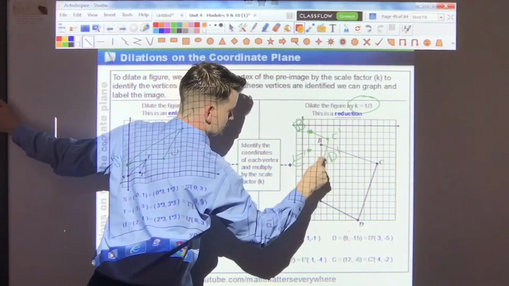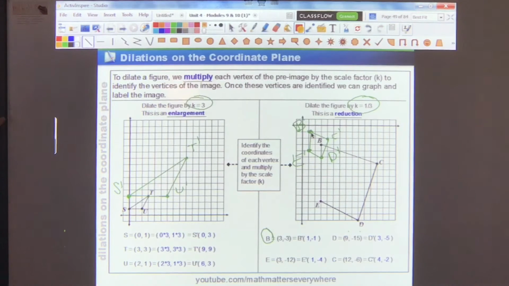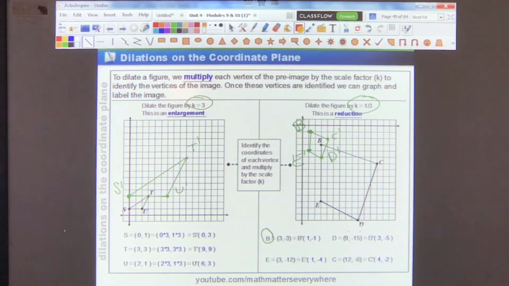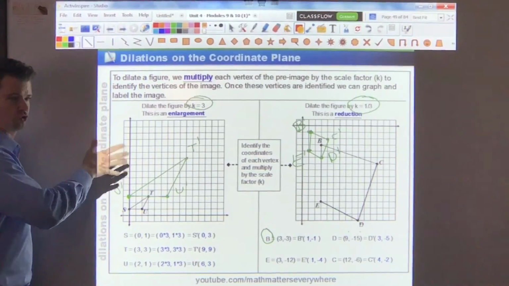1, 2, 3, 4. The shape did not change. I have dilated. What is this? This is BDEC. I reduced it to BDEC prime. Any questions on this at all? I don't think so. Questions? Are we sure? You have to do one on your own in a second. Okay.